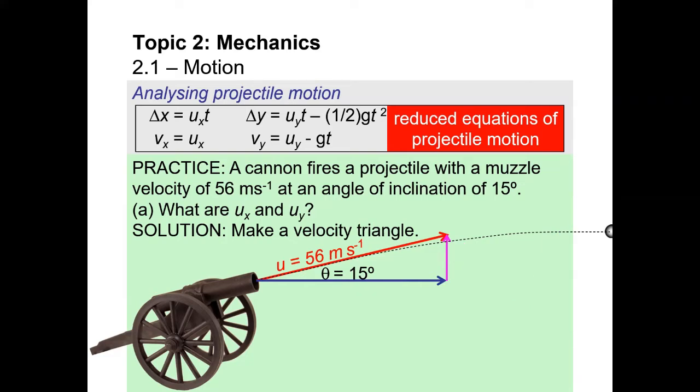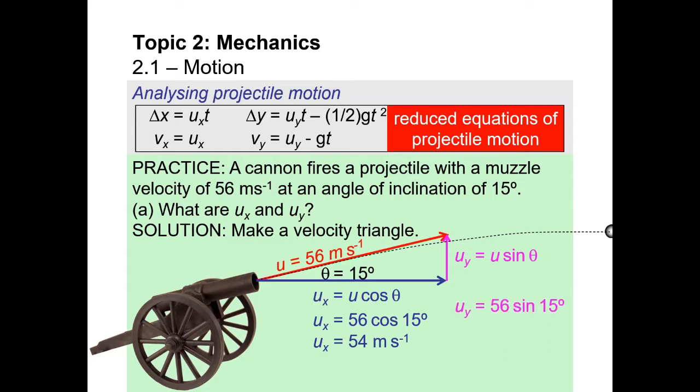So let us summarize. Ux is adjacent, so U times cosine theta. And Uy is opposite, so U times sine theta. X component is 56 times cosine 15 degrees. That gives us 54 meters per second. Y component is opposite, so 56 times sine 15 degrees, and Uy equals 15 meters per second.